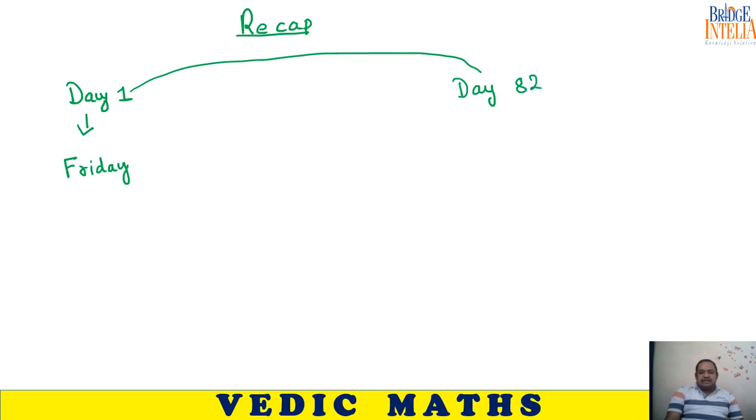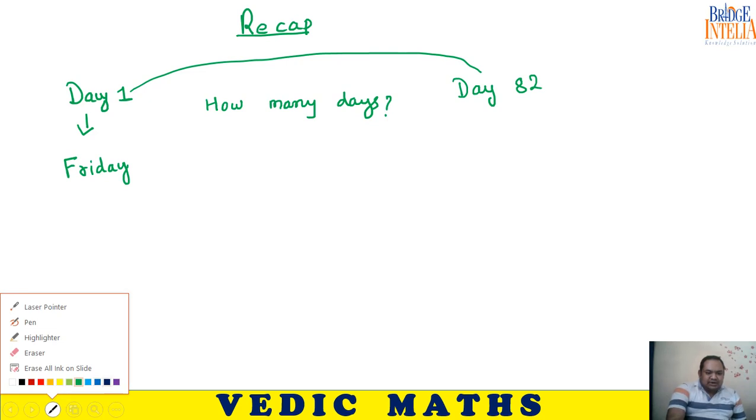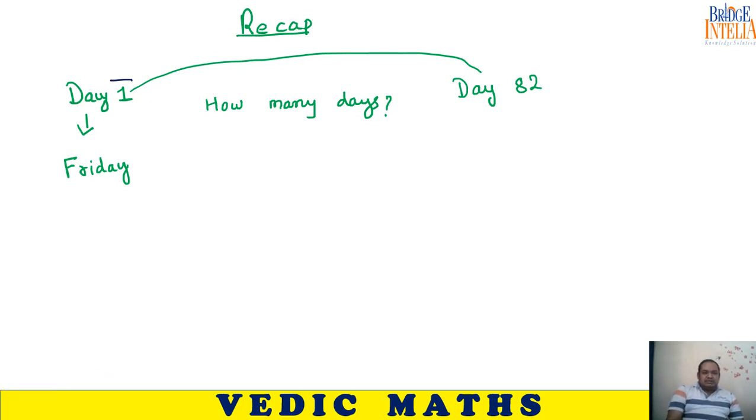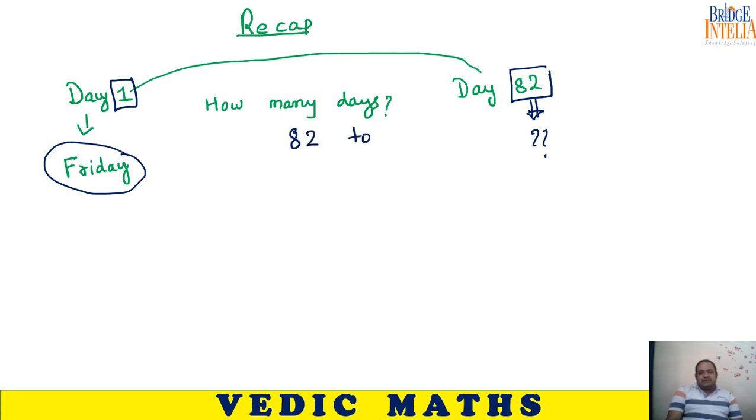then what is the method that we had to use? There are a total of how many days? How many total days are involved? This is the question that you need to ask. In this question, from day number 1 to day number 82, day number 1 is also counted and day number 82 is also counted, because day number 1 is given as Friday and you are required to find what day of the week it will be on day number 82. So both these days are counted. So there are a total of 82 days.